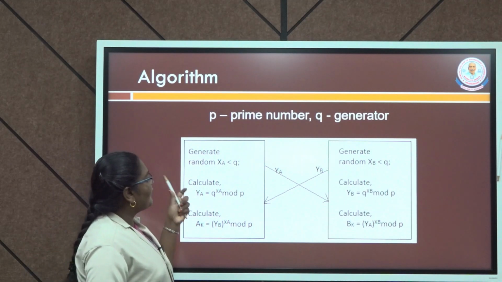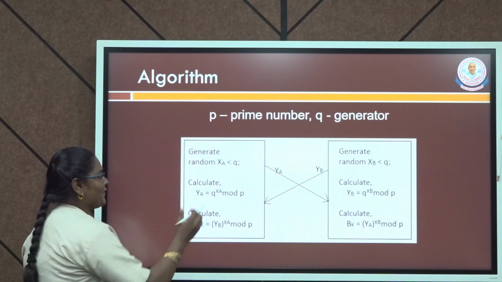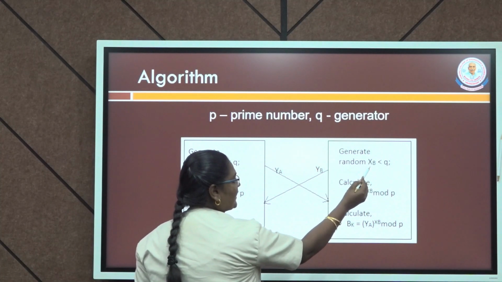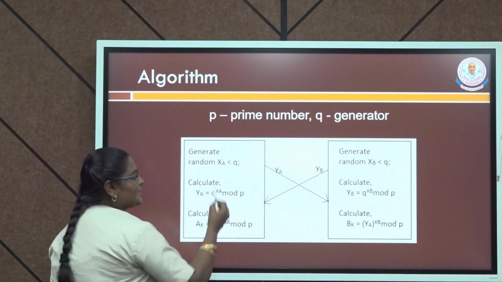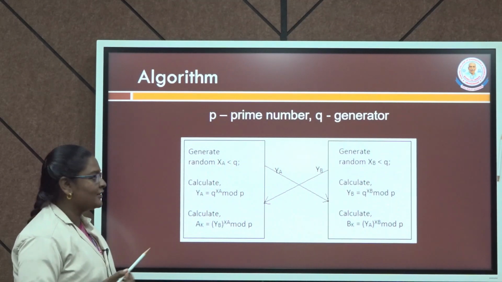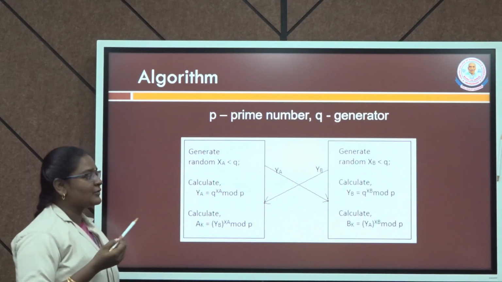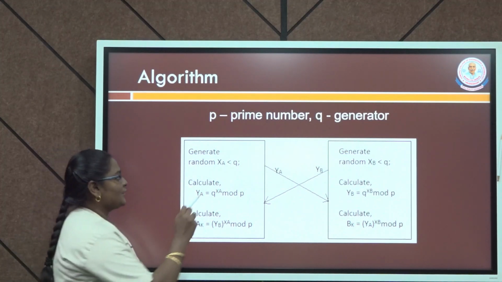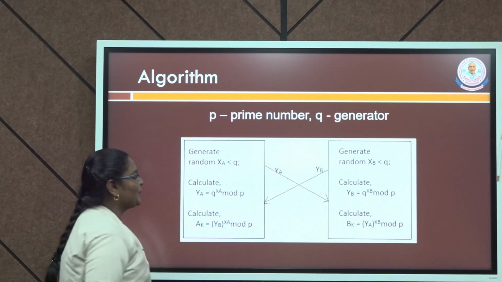First, at the sender side they have their private key XA, and at the receiver side they have their private key XB. X indicates hidden, so XA and XB are the private keys of users A and B correspondingly. One of the constraints is that these two values are less than the generator value Q.